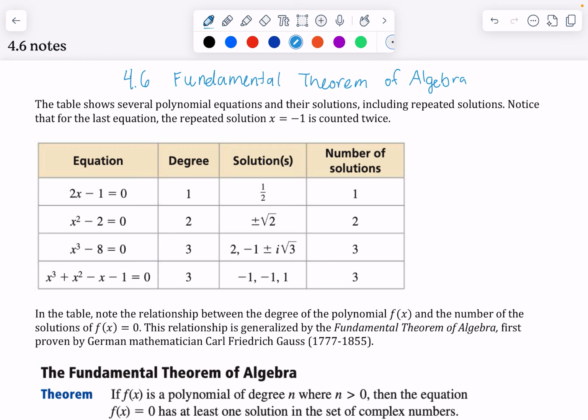So for this first row of the table, you see that we have a linear equation with a degree of 1, and the number of solutions to that equation would only be 1, which is just one solution. Here we have a quadratic equation, so the degree is 2, and when you solve that equation, you end up getting 2 solutions, positive square root 2 and negative square root 2. Then we have a cubic equation with degree 3, and you see that we have 1 solution, 2 solutions, and 3 solutions.